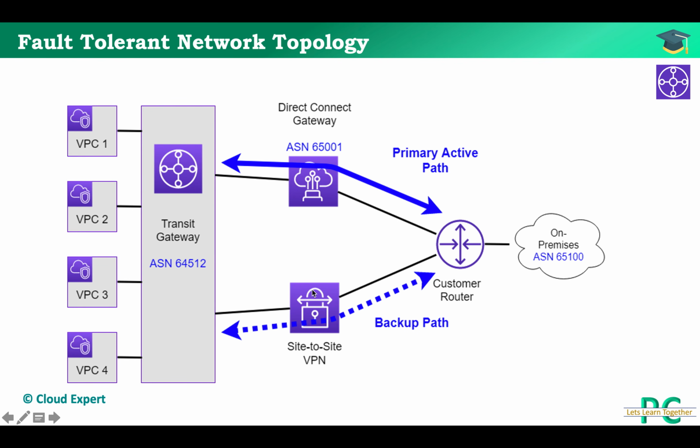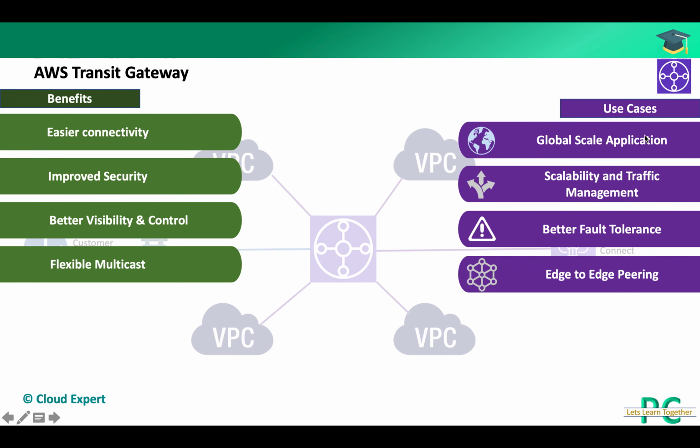So what you can do, since transit gateway is highly available in nature, you don't have to provision multiple transit gateways. You can terminate your direct connect gateway and the site-to-site VPN both on the same transit gateway. And what it will do, it will reduce the number of network components in your network topology, and it will give you better fault tolerance between your on-premise network and the cloud infrastructure. Then what you can do, you can do edge to edge peering also.